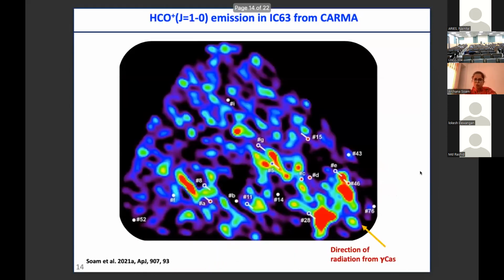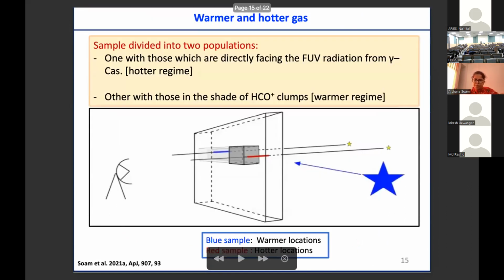To understand this stretched image, we created a cartoon saying that this is the location of gamma Cas, and this is the direction of the radiation coming from gamma Cas, and we have these red and blue lines of sight. Red are the population which is seeing this UV radiation, and blue are the population which are kind of in the shade of HCO+ clumps. So blue might be in the cooler region, and red ones might be in the hotter region, but we want to prove it with the polarization.